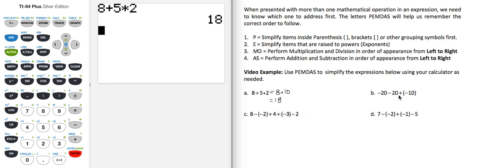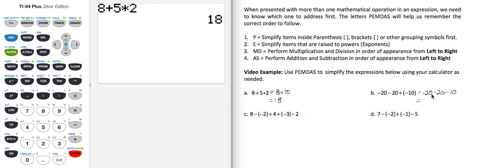Let's go on to part B. I have negative 20 minus, or subtract, 20 plus a negative 10. So I have a parenthesis here around negative 10, and I have a plus symbol on the outside, negative on the inside. I'm going to take a first step here to simplify: negative 20 minus 20, and a positive times a negative is a negative. Now I have negative 20 minus 20 minus 10.